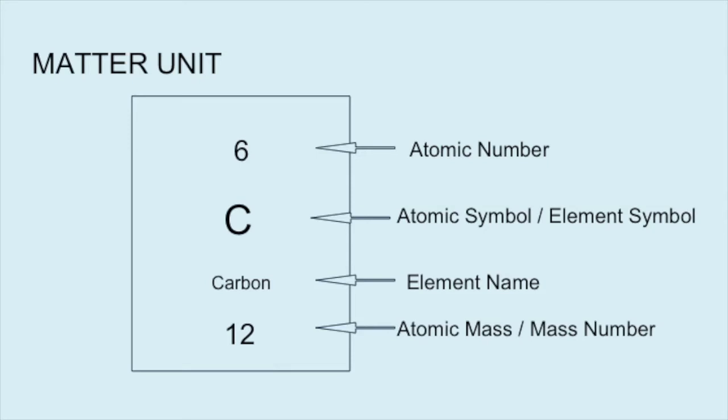And if you remember, atomic mass is usually a decimal number. That's the average of all the different isotopes of an atom. And the mass number is just the mass of that particular atom. So that's going to be our protons plus our neutrons to make up that mass number.